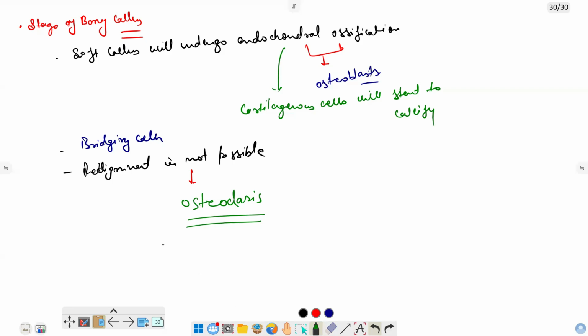Okay. Now, it was the stage of the bony callus. After the stage of the bony callus, the next stage is what? The next stage is the final stage. That's the stage of remodeling. Now, in the stage of remodeling, there will be the repeated action of osteoblast and osteoclast cells, and the repeated action of the osteoblast and osteoclast cells will go for the remodeling. Now, what is the osteoblast?